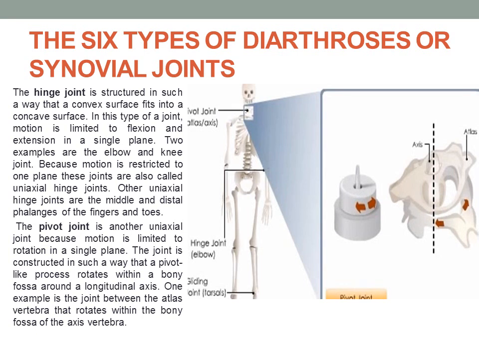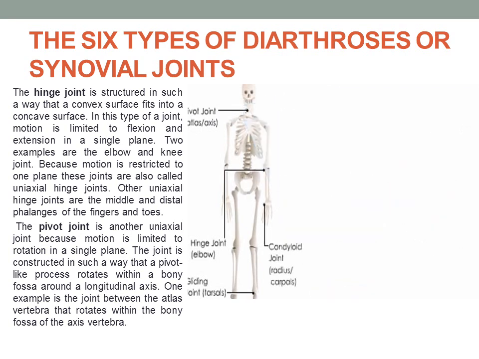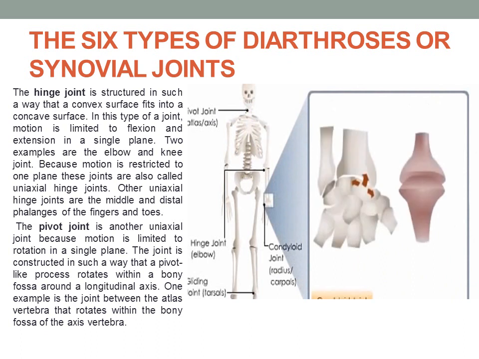The pivot joint is another uniaxial joint because motion is limited to rotation in a single plane. The joint is constructed in such a way that a pivot-like process rotates within a bony fossa around a longitudinal axis. One example is the joint between the atlas vertebra that rotates within the bony fossa of the axis vertebra.